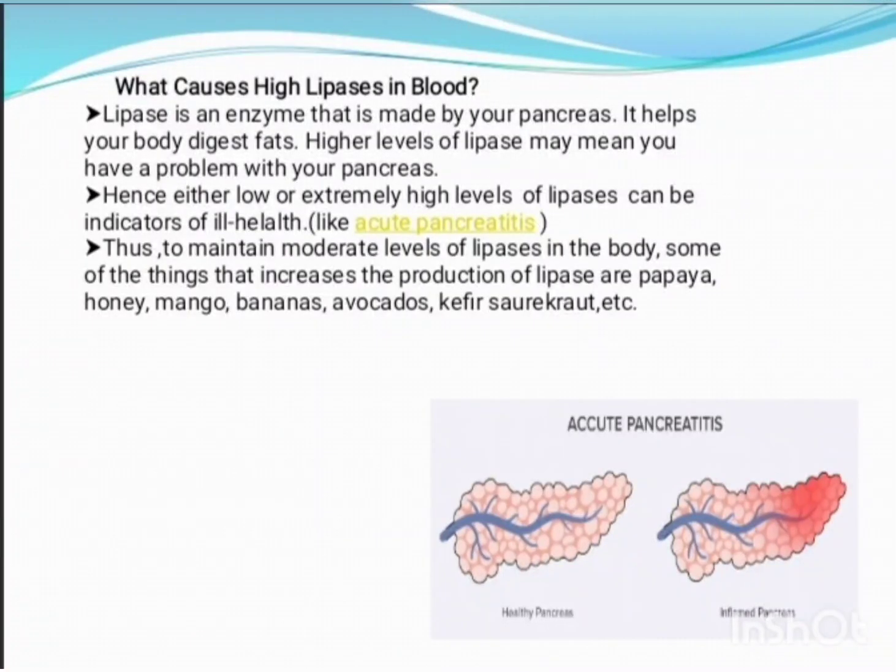I am an enzyme mostly found in your pancreas and help to digest the body fats. However, a high level or a low level of lipases may mean you have a problem with your pancreas, that is, acute pancreatitis. So the acute pancreatitis condition can be seen here in the picture. Thus, to maintain a moderate level of lipases in the body, some things which help the secretion of lipases in your body are papaya, honey, mango, banana, and avocado.